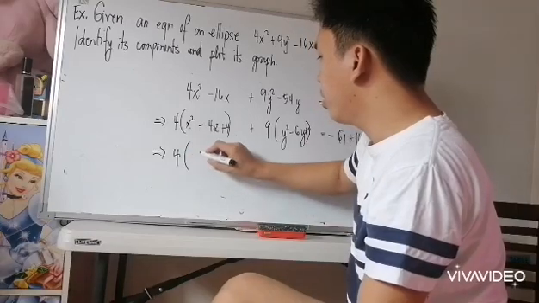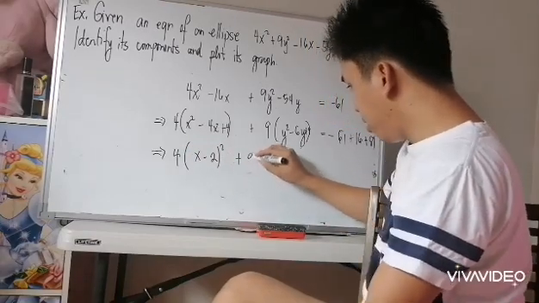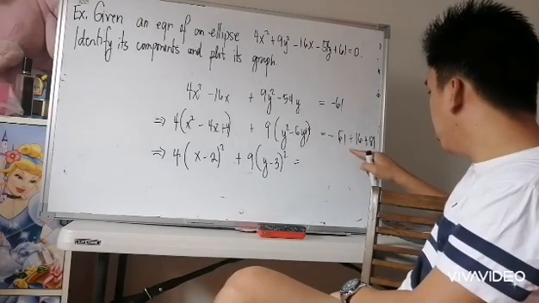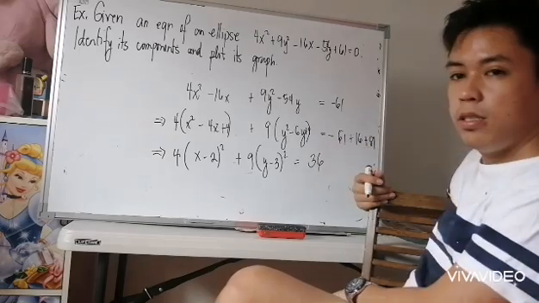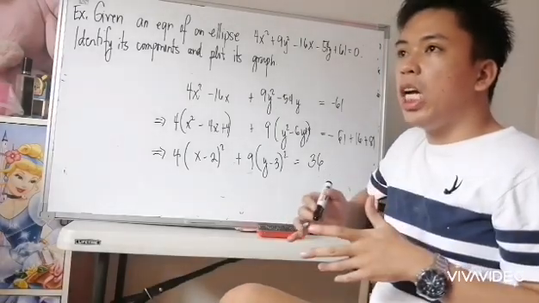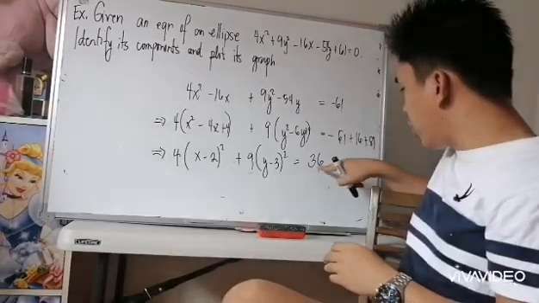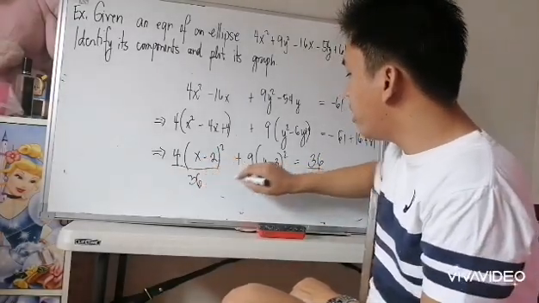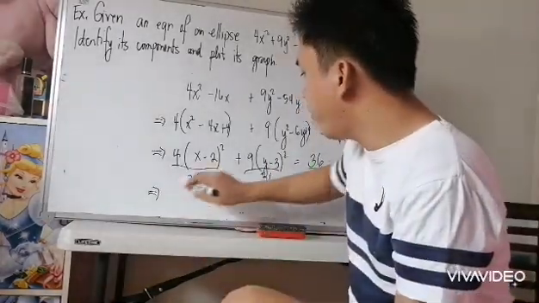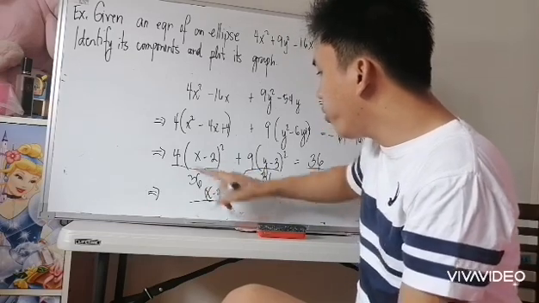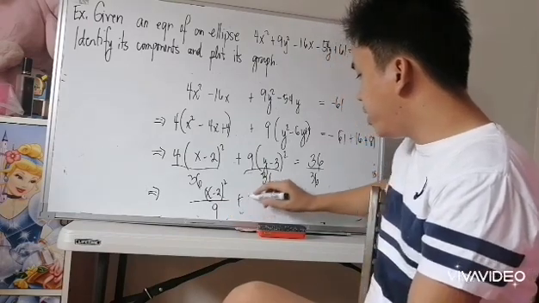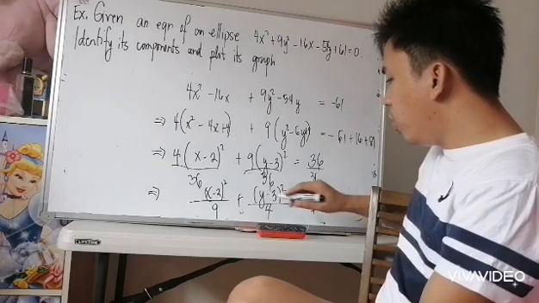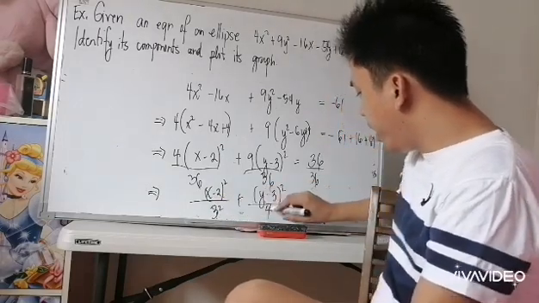So therefore, I can have 4 times x minus 2 squared plus 9 times y minus 3 squared, and this will bear a total of 36. Remember that in the equation of the ellipse I have presented earlier, the right side is always 1. So I shall change this into 1. I will divide both sides by 36, so I also divide each term on the left side by 36. So I shall have x minus 2 squared over 9, plus y minus 3 squared over 4, equals 1. Or I can change 9 into 3 squared and 4 into 2 squared.